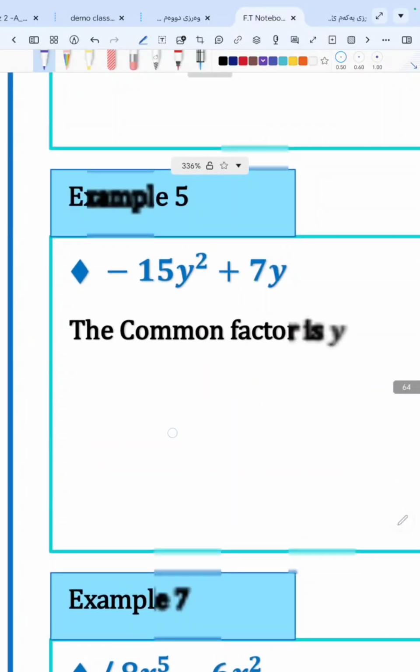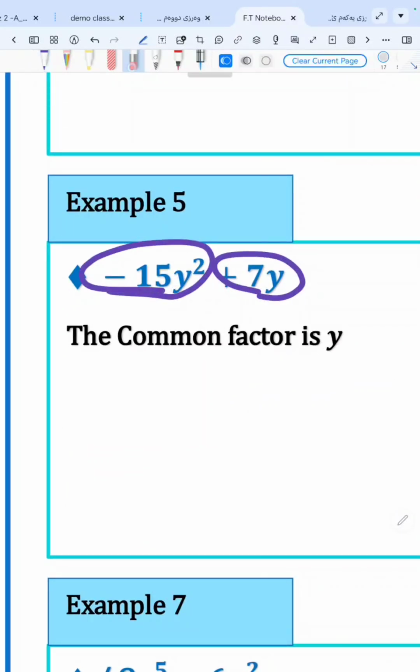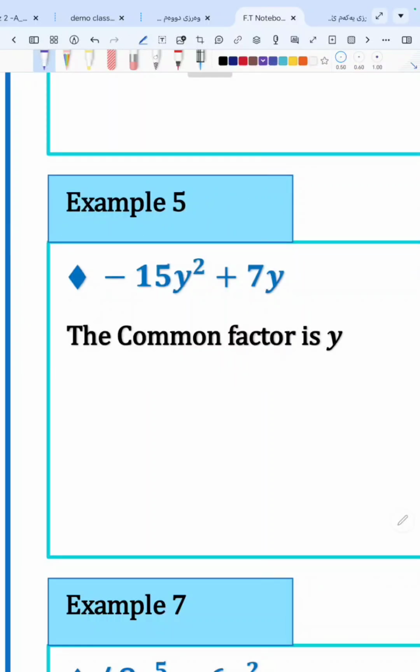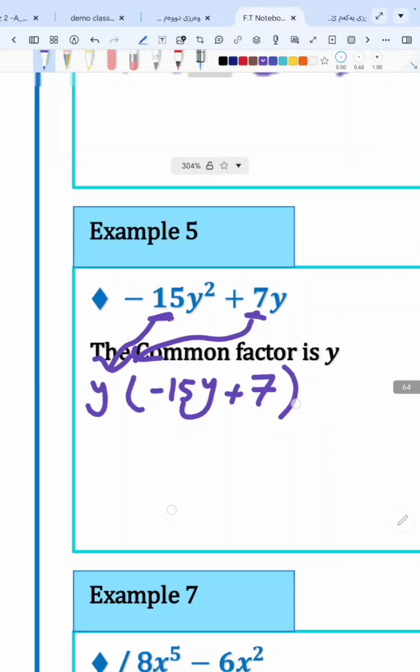In this example, between negative 15y power 2 and 7y, what's the common? Is there any common number? No, the GCF is none. So what about the common variable? Yes, it's y. Choose the smallest y. Negative 15y power 2 divided by y, so negative 15y remains, plus 7y divided by y, the y and y cancel each other, only 7 remains.